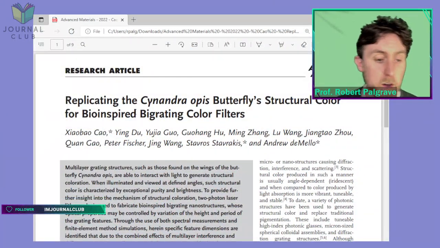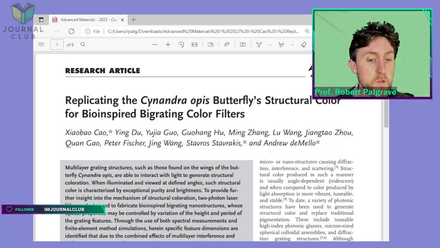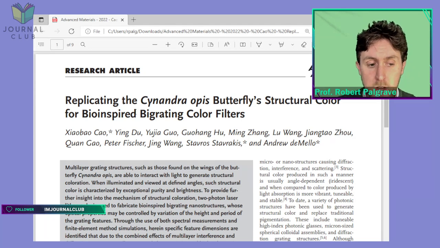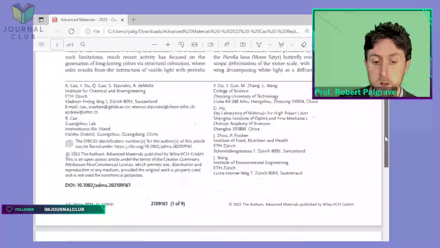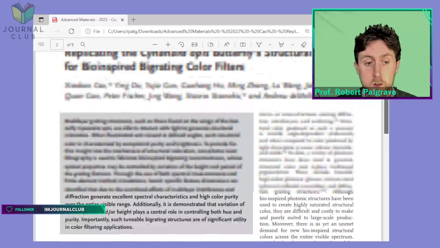What paper are we discussing today? It's called Replicating Cynandra Opis Butterfly Structural Color for Bioinspired Bigrating Color Filters. This is a paper which came out in Advanced Materials. You can't see that because my face is over the top of it, but if I scroll down, it came out in Advanced Materials a few weeks ago, I think. Not too long ago, for a new paper.